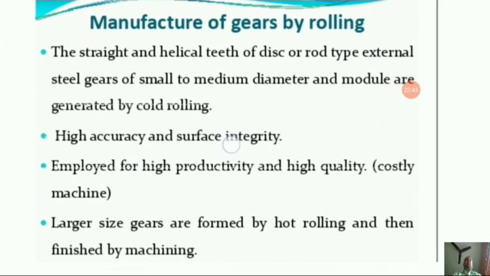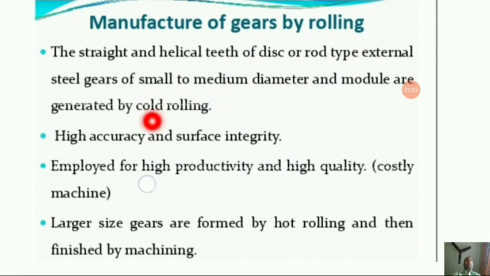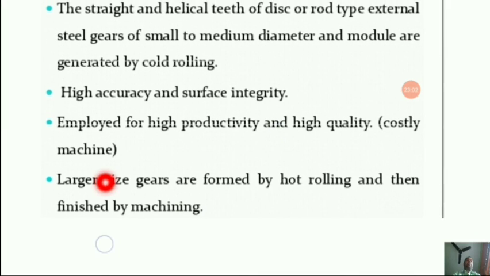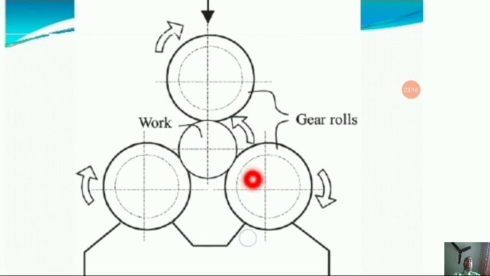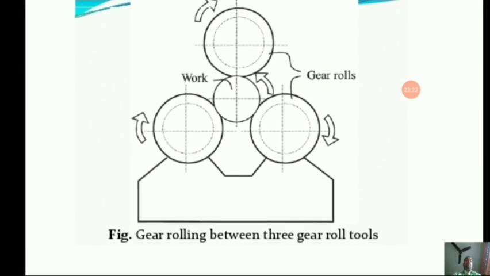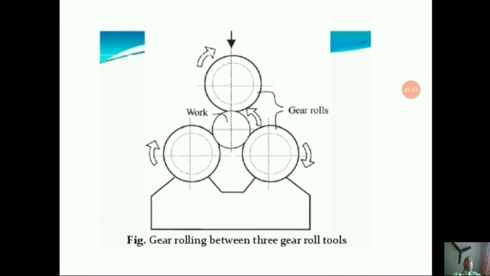Now, manufacture of gears by rolling operation. The straight and helical teeth of disc or rod type external steel gears of small to medium diameter and module are generated by cold rolling, producing high accuracy and surface integrity, and it is employed for high productivity and high quality. This is a costly machine, and it is used for large size gears, which are formed by hot rolling and then finished by machining. Here you can see these are the gear rolls. The work or blank is placed in between them. So this is gear rolling between 3 gear roll tools.